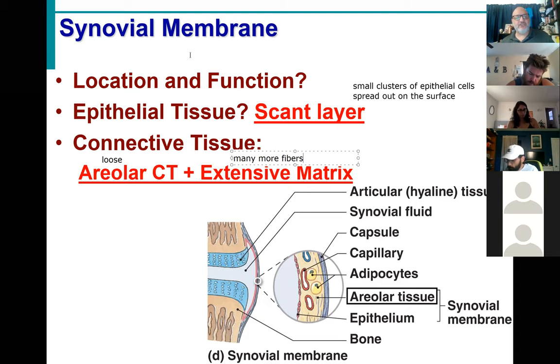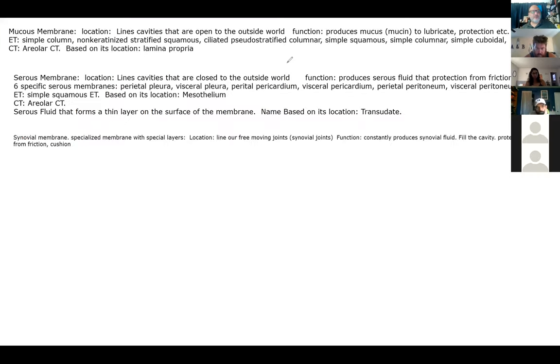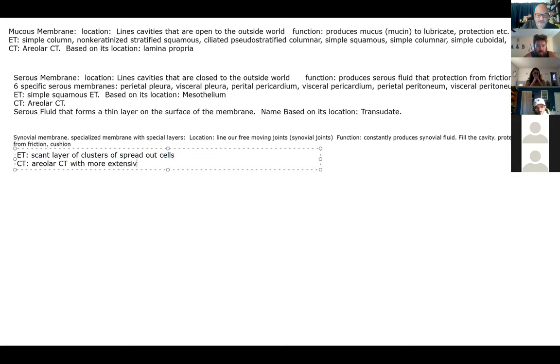So let's go back and finish our writing that we've been doing on all of this. Oh, that one's even smaller than what I was doing before. That's never a good thing. All right. So again, epithelial tissue is a scant layer of clusters of spread out cells. And again, I'm writing all of that out for your benefit. You could just say scant layer on the exam. And it's an areolar connective tissue with more extensive matrix, contains more fibers for more strength. Excellent.